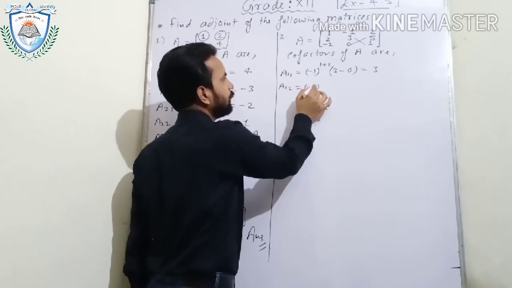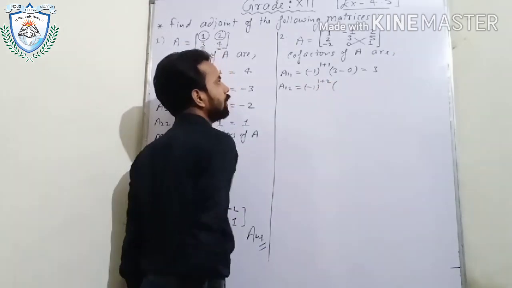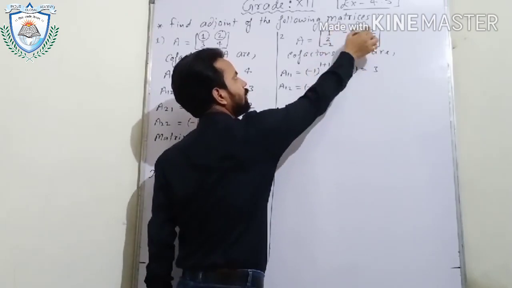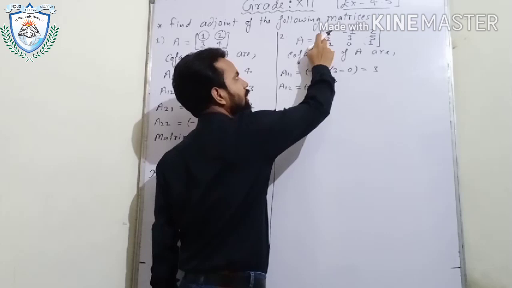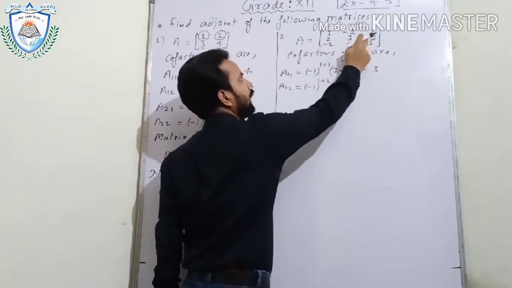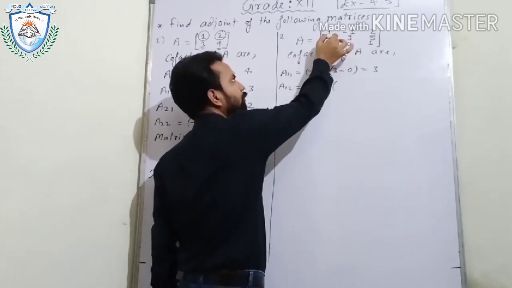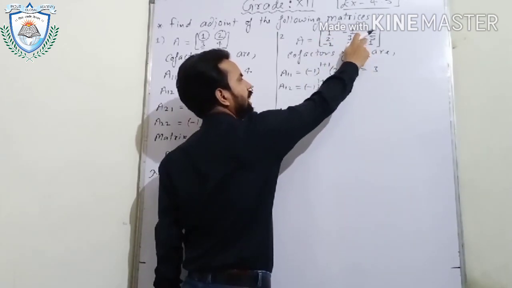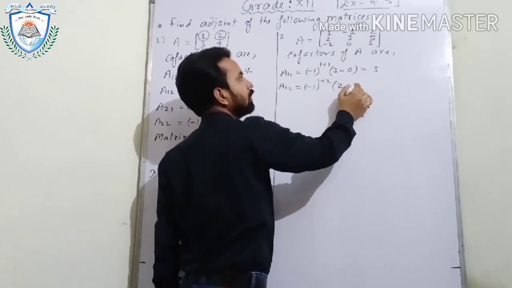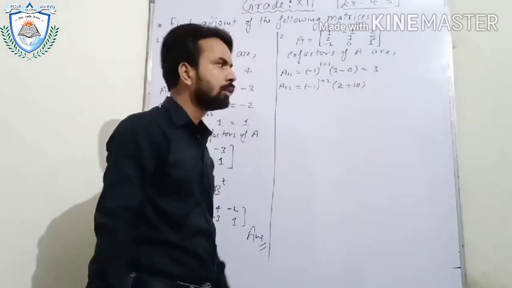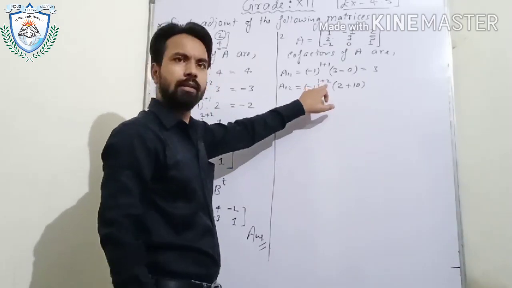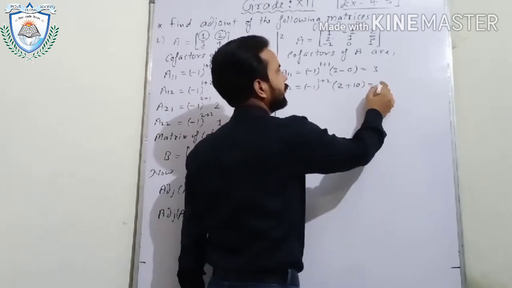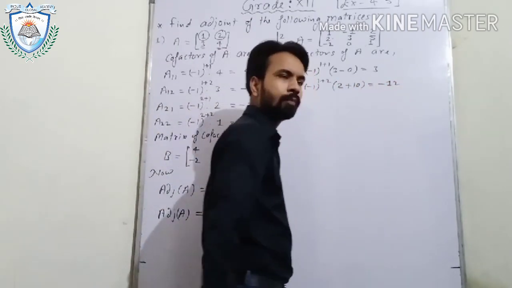A12 means minus 1 to the power 1 plus 2. Now for A12, we will hide first row and second column. So what elements are there? 2, 5, minus 2 and 1. So we will cross multiply 2 and 1. So 2 ones are 2, minus 2 into 5, that is minus 10. So it will be plus 10. Clear? Minus 1 to the power 3 is negative 1 and this is 12. So 12 into negative 1, you will get minus 12.